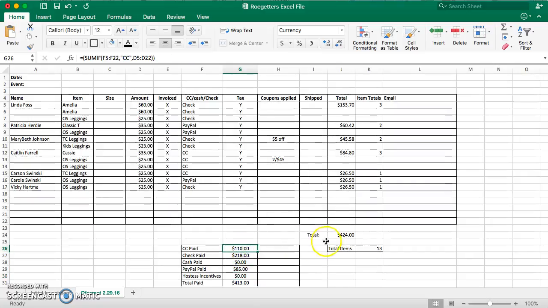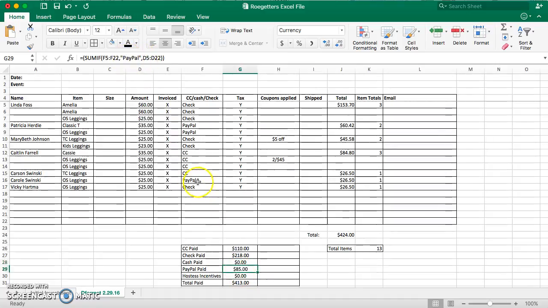My credit card, like I said, I always do equals because that's what it usually is for online. But when you're in home, I do an if then statement for my credit card, check, cash, and PayPal too. So I have here, if the F column says CC for credit card, it gets totaled here. If it says check in the F column, it gets totaled here. If it's cash, it gets totaled here. And if it's PayPal, here.